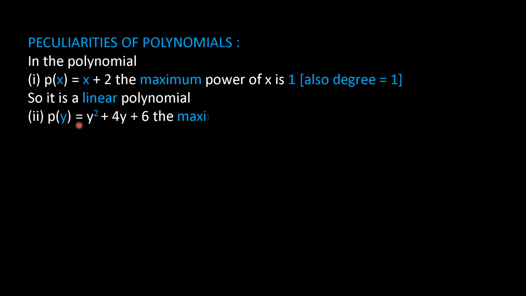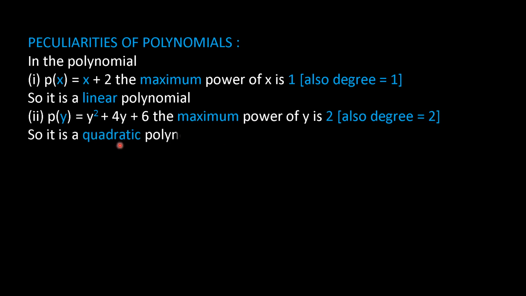P(y) = y² + 4y + 6. In this polynomial, the maximum power of y is 2, which is also the degree of this polynomial. Therefore, y² + 4y + 6 is called a quadratic polynomial.